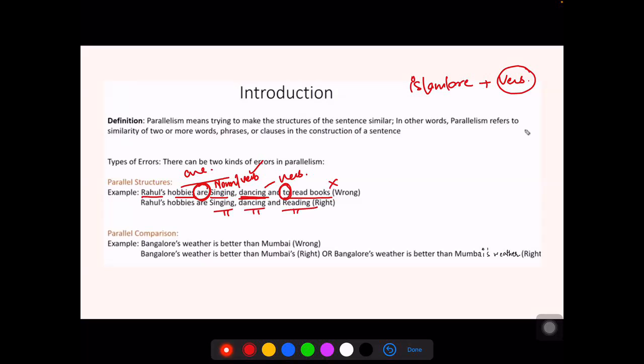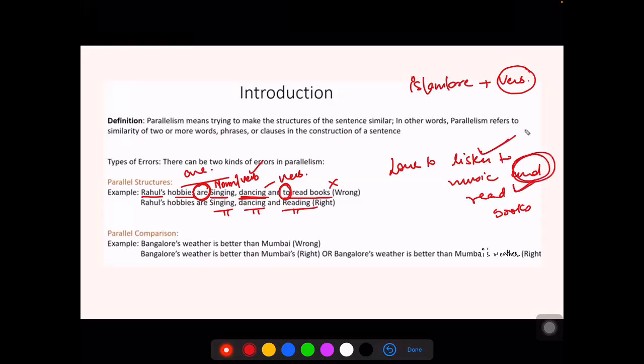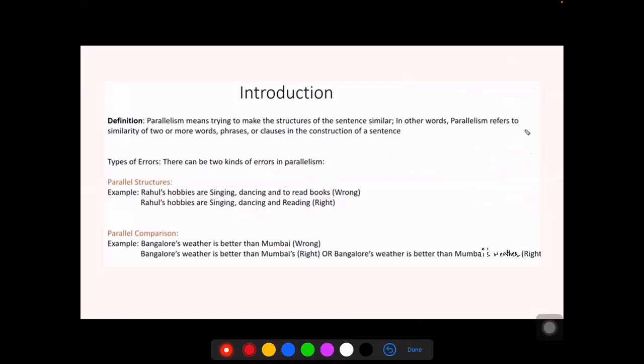All right. So some people say, I love to listen to music and read books. Love to listen to music and read books. But some people say, I love to listen to music and reading books. That is wrong. We can't use reading because we are using the verb's first form. So after and also we need to use the verb's first form. Okay. This is a parallel structure.